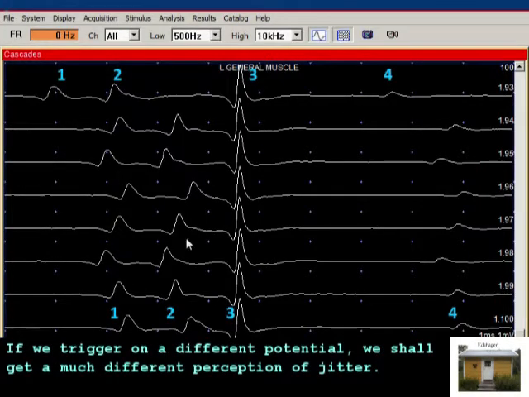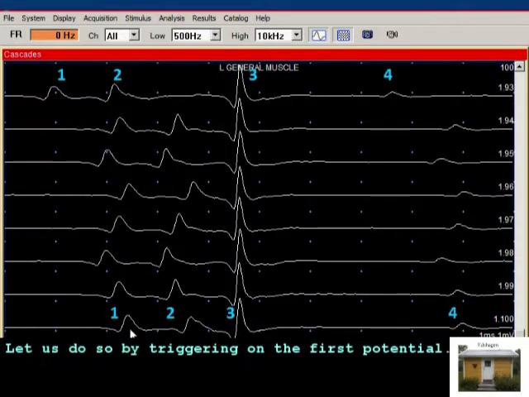If we trigger on a different potential, we should get a much different perception of jitter. Let's do so by triggering on the first potential.